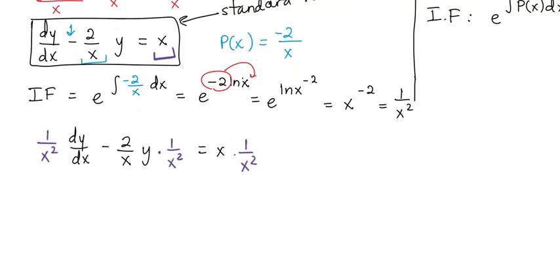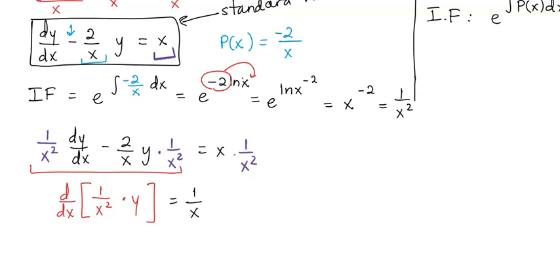The reason that we do that is because the left side of the equation then completely collapses into the derivative of the integrating factor, which is 1 over x squared, multiplied by the dependent variable y. The right side of the equation I will simplify to simply give me 1 over x.